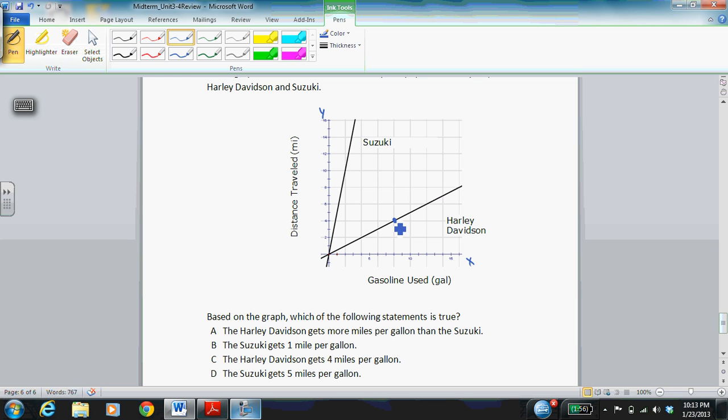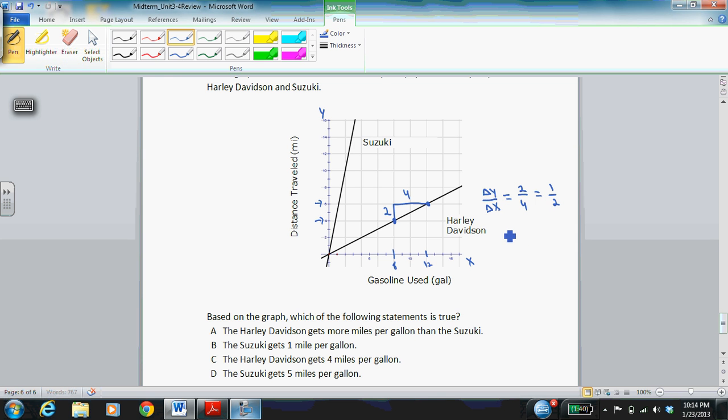So first I'm going to find the slope of the Harley-Davidson, paying attention to the scale. It starts at 4, goes up to 6, so that's a rise of 2. And the run here starts at 8, goes up to 12, so that's a run of 4. So the slope of Harley-Davidson is change in y, vertical change, over change in x, horizontal change. So 2 over 4, which is 1/2.